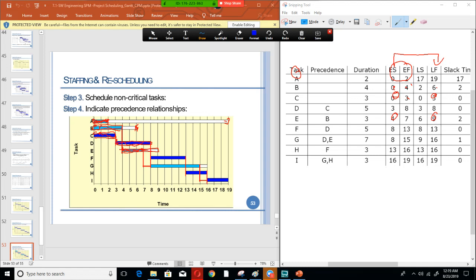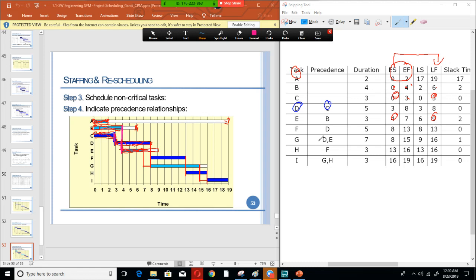For D, we see D is dependent on C. So from C, where there is the early finish, we will draw a line from the early finish of C to D. For E, it will be the early finish from B. So from B's early finish, we'll draw a line to E.